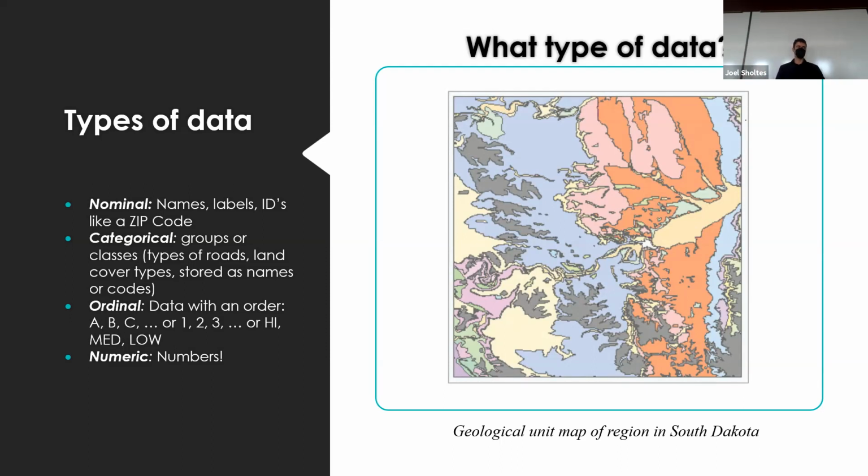Ordinal is very similar to categorical. Ordinal has a direction, so the order matters. So we go from high, medium to low, A, B, C, 1, 2, 3. It's still categorical, but the order matters. And if we go back to the road example, we have small roads all the way up to interstates. And so that would be an ordinal type of classification.